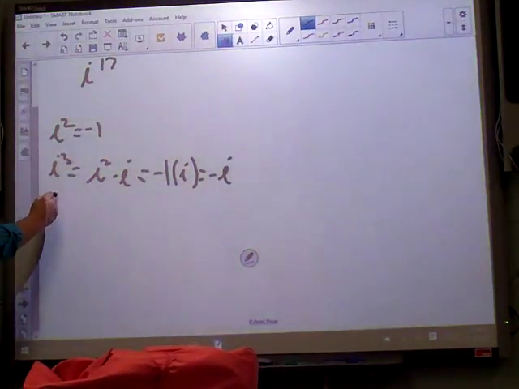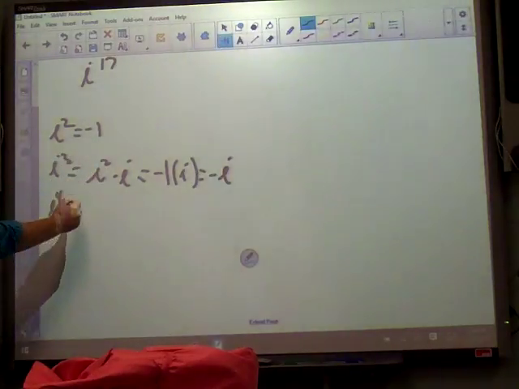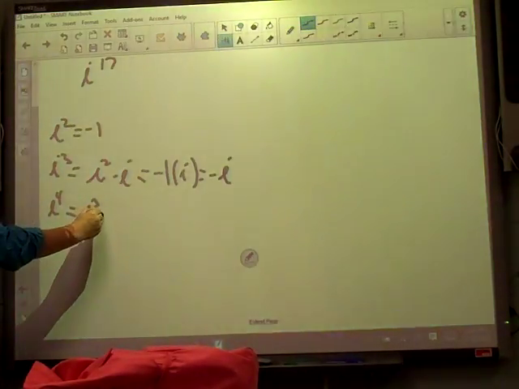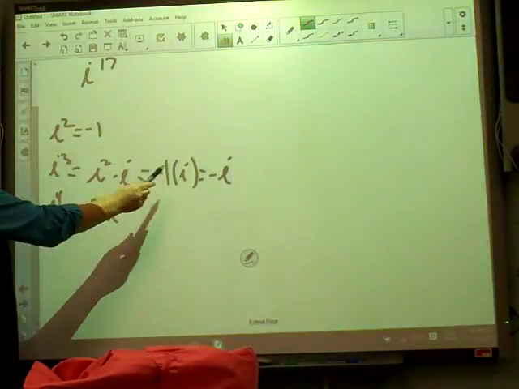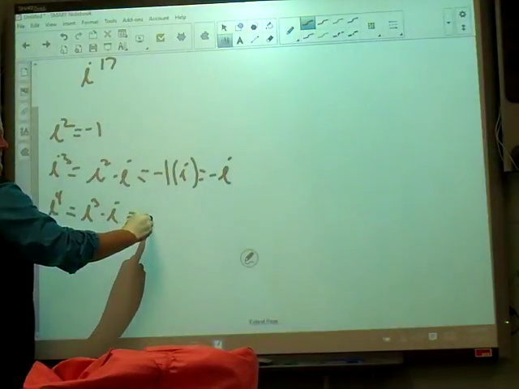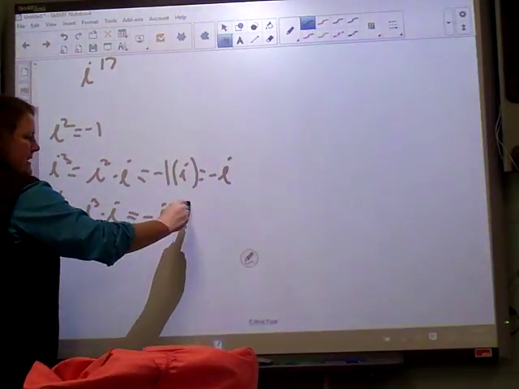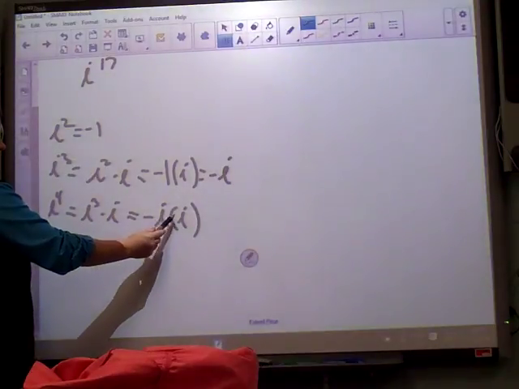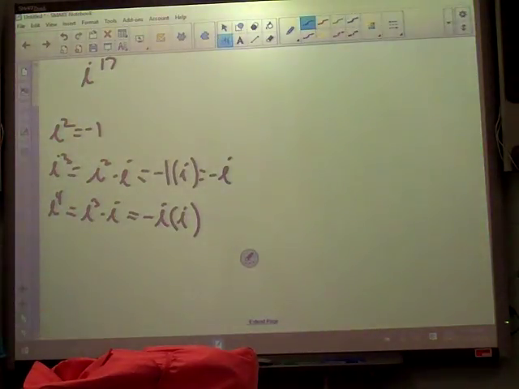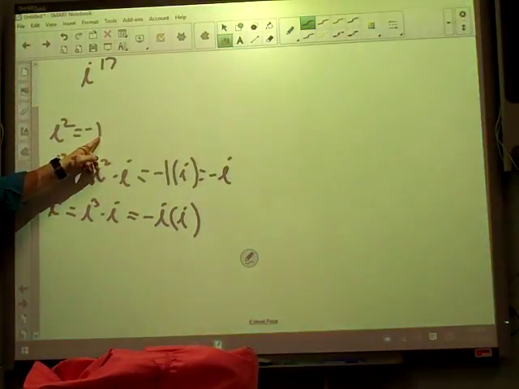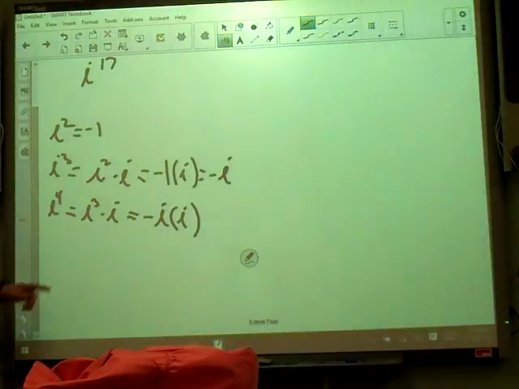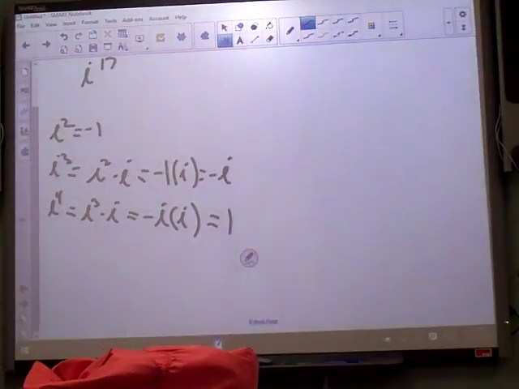i to the 4th, if I go to the power above that, is i cubed times i. But i cubed is negative i. So negative i times i. i times i is i squared, so we got a negative i squared. i squared is negative 1, so negative negative 1 is 1.